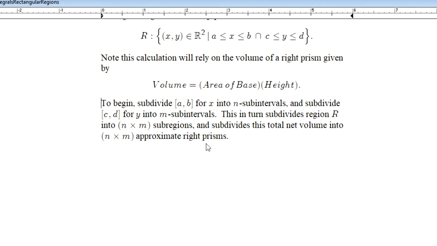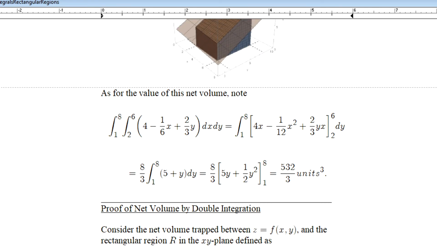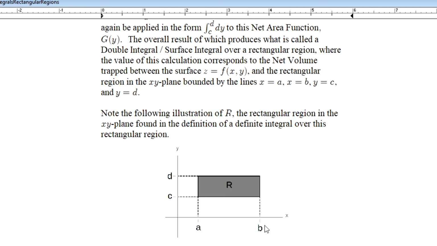Now to begin, we are going to subdivide the interval for x from a to b into n subintervals and subdivide our interval from c to d for y into m subintervals. We're going to start by subdividing from a to b into n subintervals and from c to d into m subintervals. What this is going to do is subdivide R into little subregions. How many subregions we will subdivide R into will depend upon n and our value for m. It's going to be n times m.